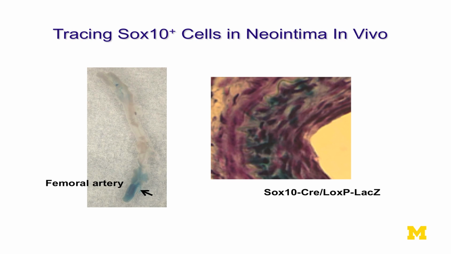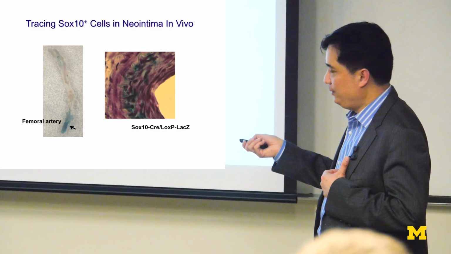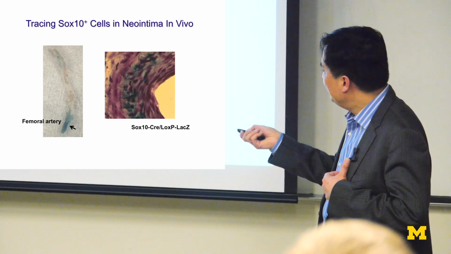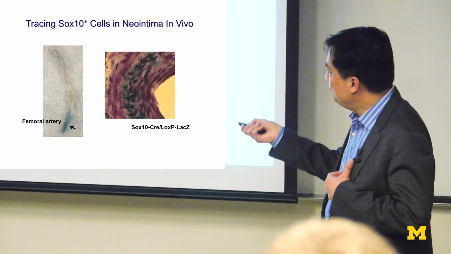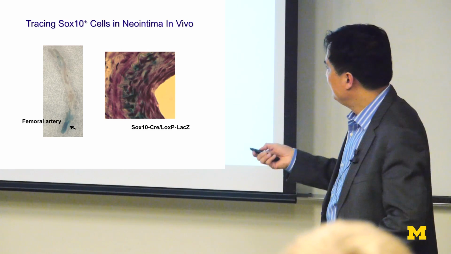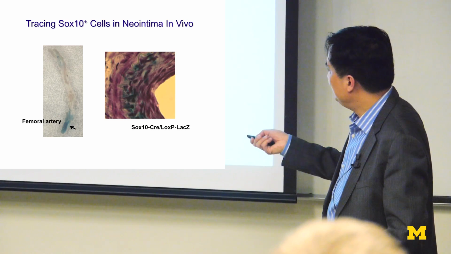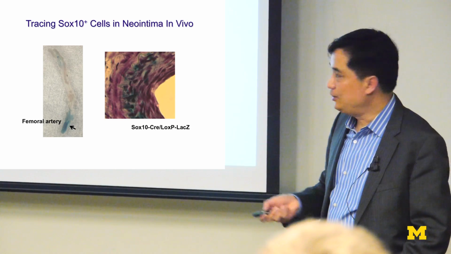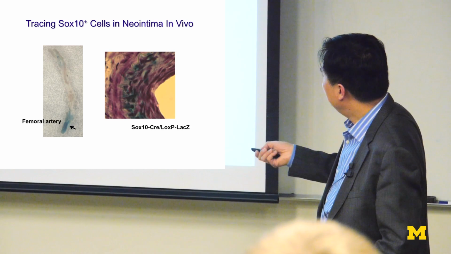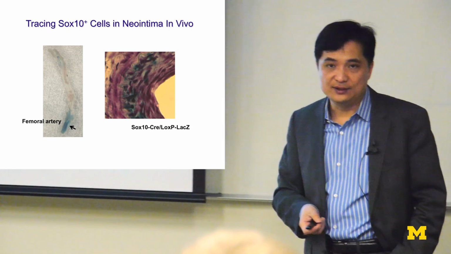And then we did some in vivo study. In this case, these stem cells are labeled with SOX10 and LacZ with lineage tracing. If you look into the native femoral artery, you have no color here. But if you have injury, here we use a wire injury to denude the luminal endothelial cells. What we found is after 2 to 3 weeks, this part of the vessel turns blue, positive for LacZ, suggesting most of these cells in the neointima are derived from stem cells.